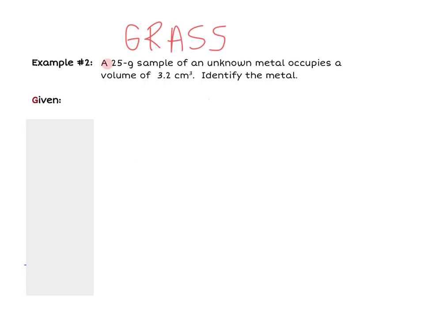So 25 grams, that is a unit of mass. So I'm going to write that my mass is 25 grams. Now, another piece of information that I'm given is that the volume is 3.2 cubic centimeters. So I'm going to write that down as well. V is equal to 3.2 cubic centimeters.